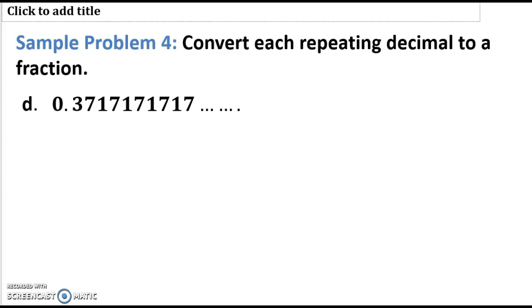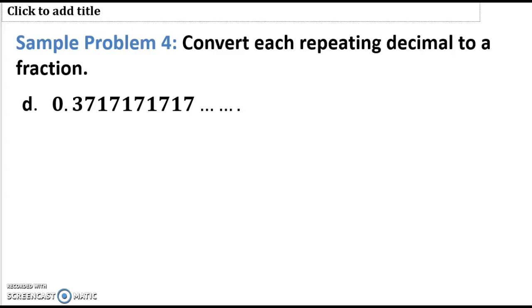I need the repeating part to cancel out. What's the repeating part? Well, the repeating part is the 171717. Notice the 3 doesn't repeat. It's only the 171717 part. So what are you thinking? I want that to cancel out. So what are we going to do? This one's a little trickier.